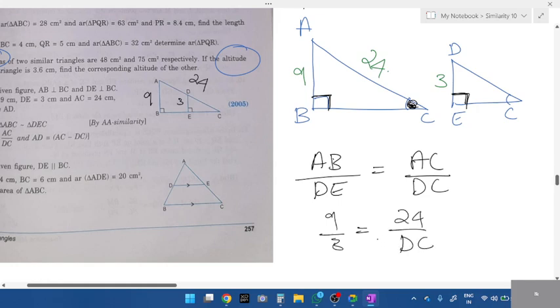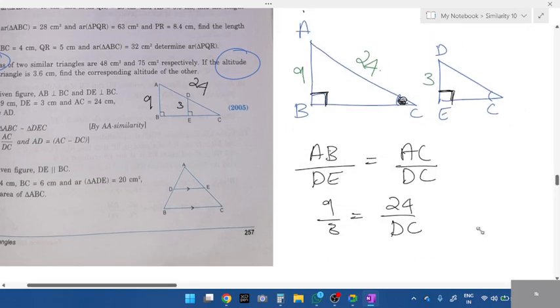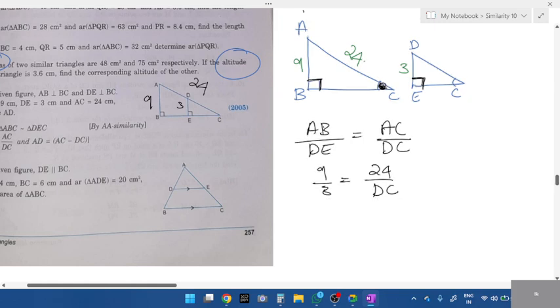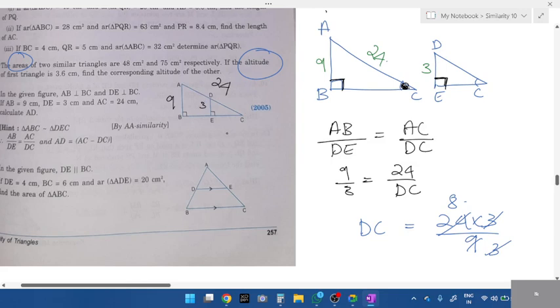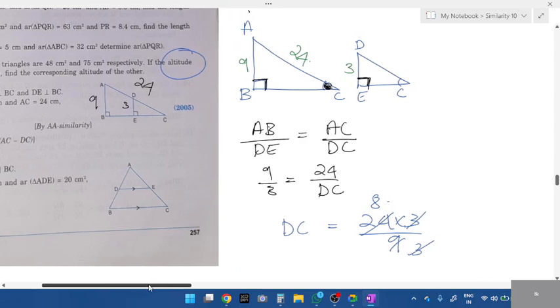divided by DC. Find the value of DC. DC will get multiplied into 9. 24 into 3 divided by 9. 3 ones are 3, 3 threes are 9. How many times does it go? 8. But I don't need DC, students. What have they asked us to find? How do you find AD? AC value is given, DC we found. Yes, correct. Very good. 24.